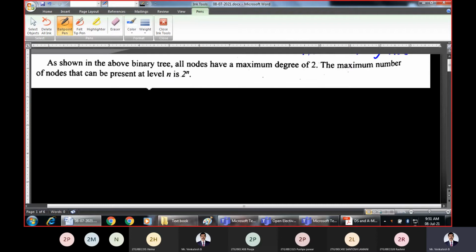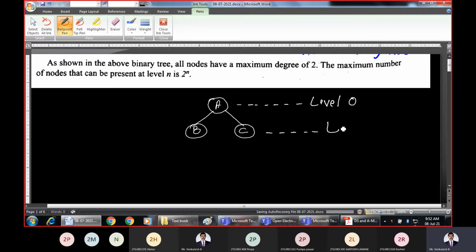Right? What it says, I'll just take a tree first. It is some tree with nodes A, B, and C. As per what we know already, this level we call level 0. These nodes are present at level 1. Now, if you extend it, say there is one node called D here and one node called E here, it is at level 2.